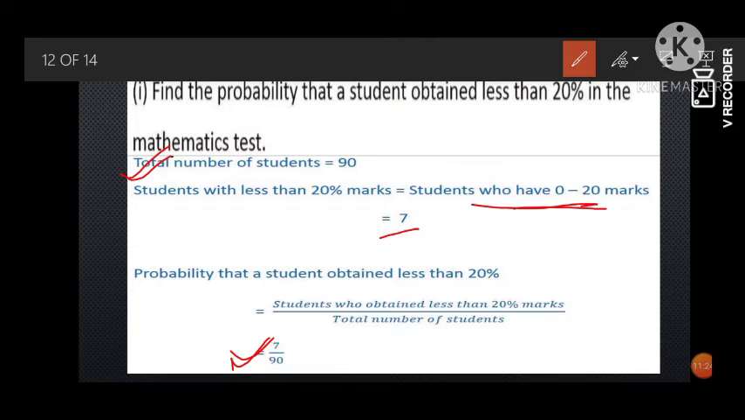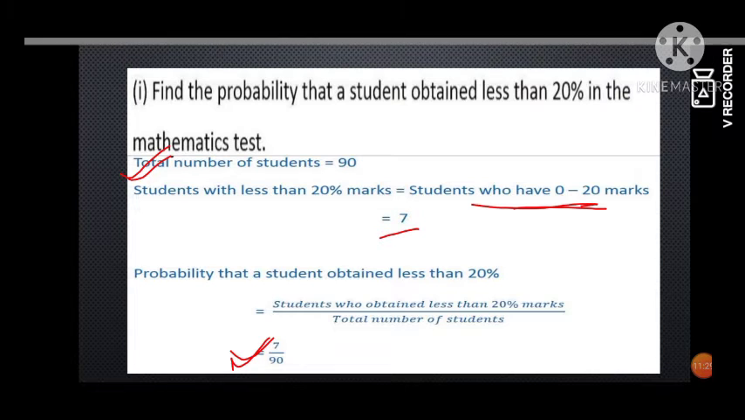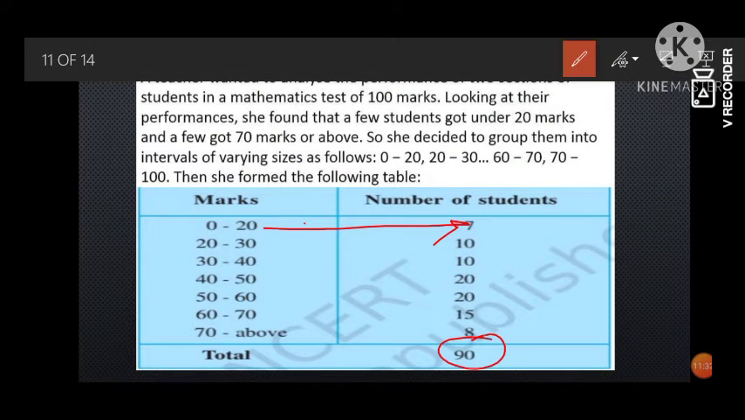The second subpart said, find the probability that the student obtained marks 60 and above. Let us come back to the question first. 60 and above means these two columns. If the upper limit is 60, that means we are not considering the number 60. We always leave out the upper limit. So 60 and above means the columns 60 to 70 and 70 and above. So we have to add these two. 15 plus 8 is equal to 23.